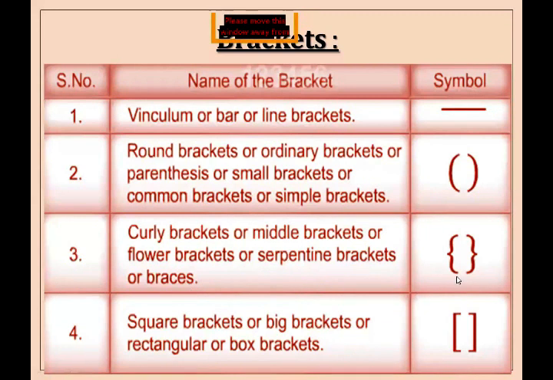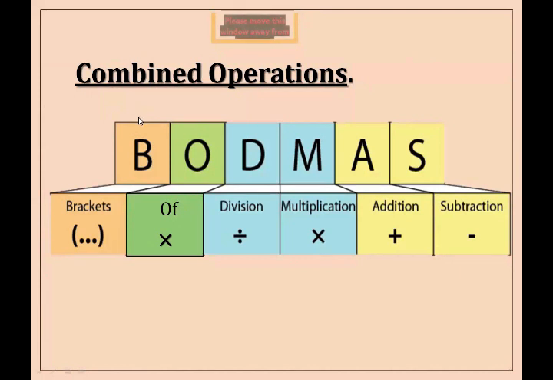These braces are like this. Here we simply call these braces. The fourth one is the square brackets or the big brackets or the rectangular or box bracket. Here we simply call them square brackets. They are just like this shape. Now, the combine operation. What are the combine operations? While simplifying a mathematical expression, the combine operations should be performed in order of BODMAS.